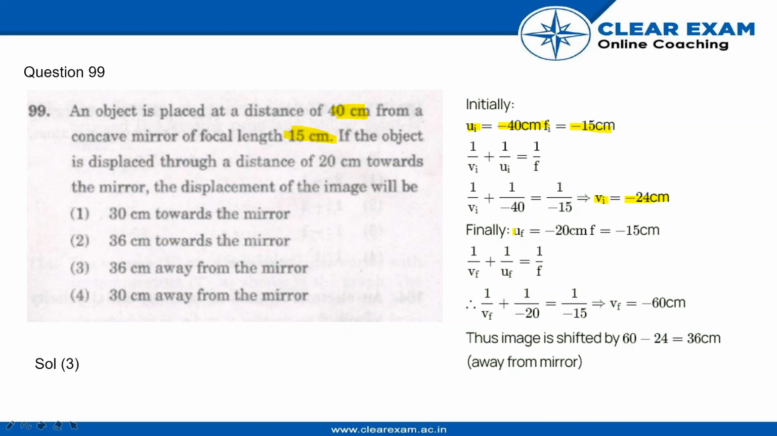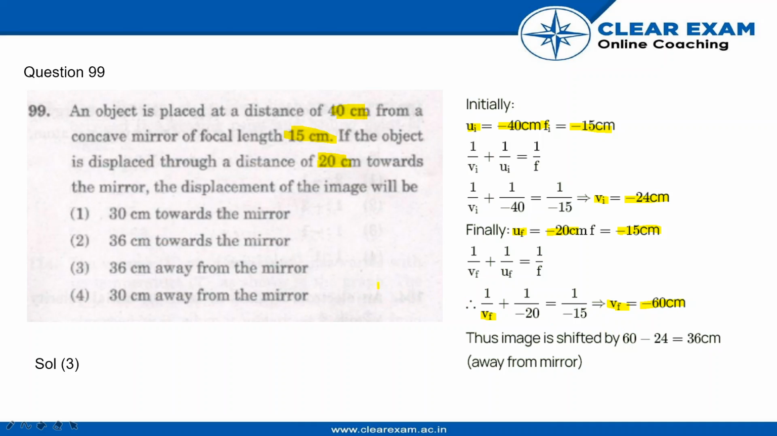Now let's talk about Uf. So Uf is minus 20 centimeters according to the question, and F is still minus 15 centimeters. So we are going to use the formula 1 upon Vf plus 1 upon Uf is equal to 1 upon F. From this we will calculate the value of Vf. So 1 upon Vf plus 1 upon minus 20 is equal to 1 upon minus 15. Through this the value of Vf will be minus 60 centimeters.